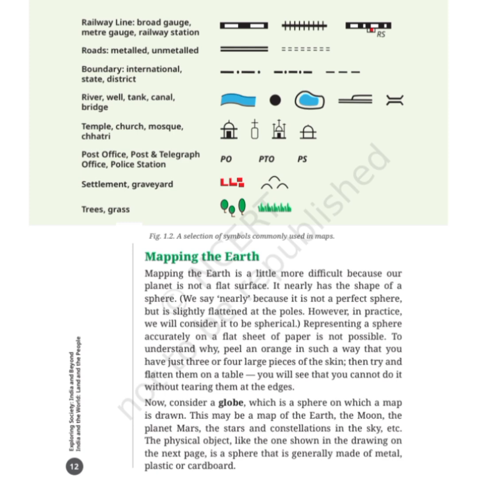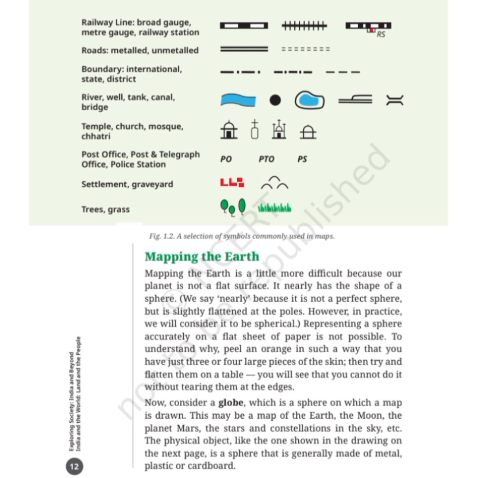Map symbols, Figure 1.2. Railway: broad gauge, meter gauge, railway station. Roads: metalled road, unmetalled road. Boundaries: international boundary, state boundary, district boundary. Water features: river, well, tank, canal, bridge. Religious places: temple, church, mosque, chhatri. Settlements: settlement, graveyard. Public services: post office (PO), post and telegraph office (PTO), police station (PS). Natural features: trees, grass. These are examples of standard map symbols used by the Survey of India on maps of India.